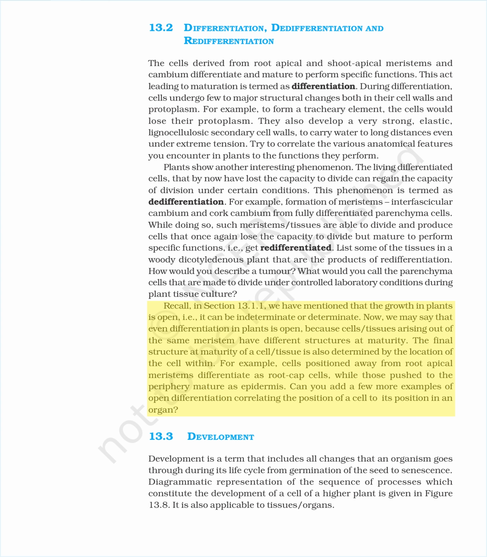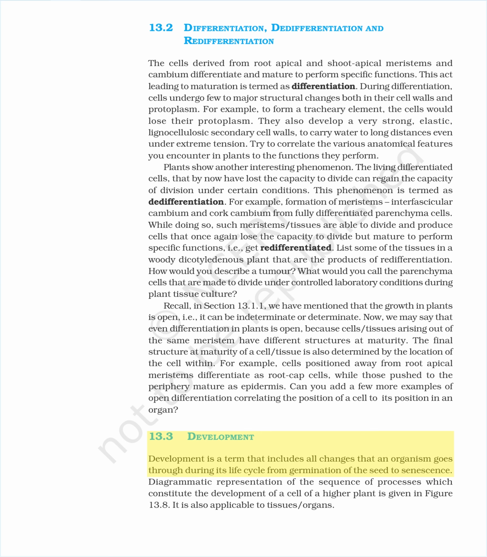For example, cells positioned away from root apical meristems differentiate as root cap cells, while those pushed to the periphery mature as epidermis. Can you add a few more examples of open differentiation correlating the position of a cell to its position in an organ?